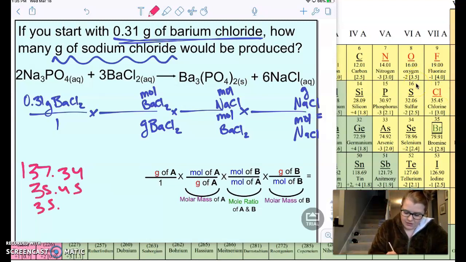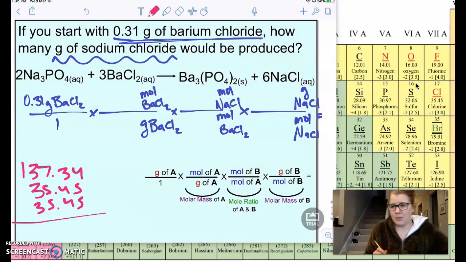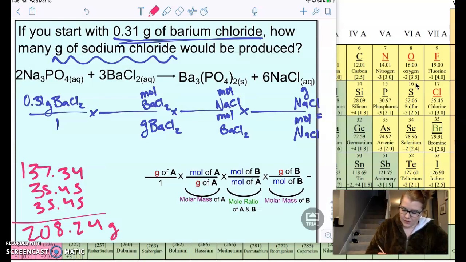Make sure that you're actually looking at the type of formula. Sometimes people just do Ba plus Cl instead of Cl2. So just make sure you're careful what the actual formula looks like. So I'm going to go ahead and add these up. So 137.34 plus 35.45 twice. I'm getting 208.24. Remember, that's grams, and that's how many grams 1 mole is equal to.